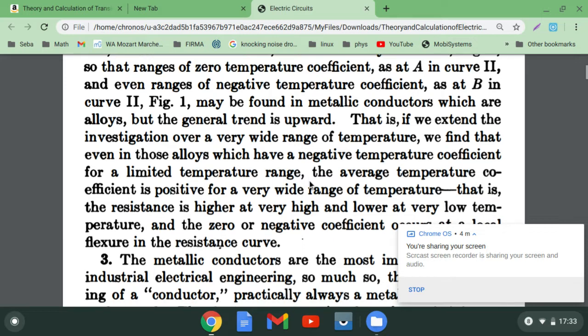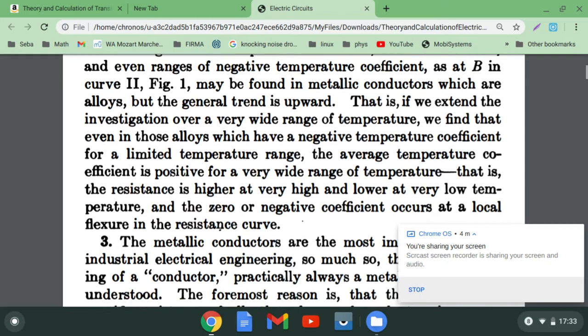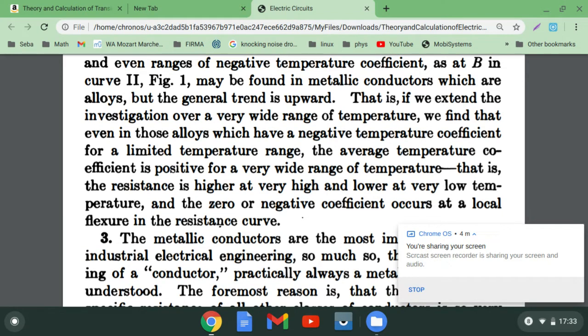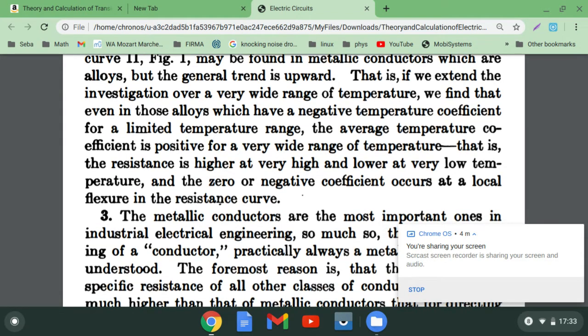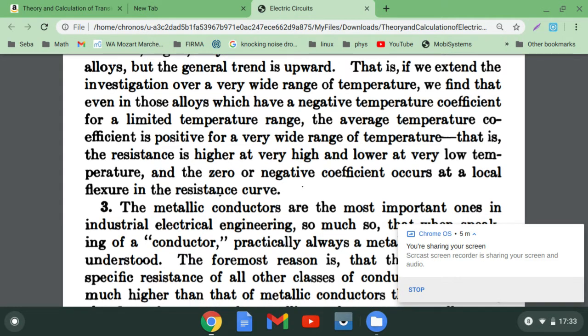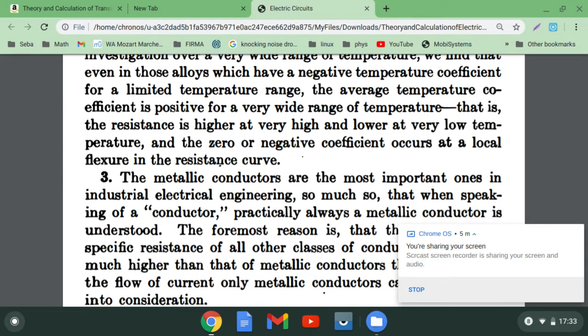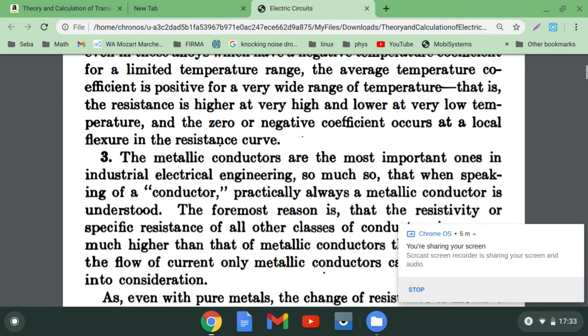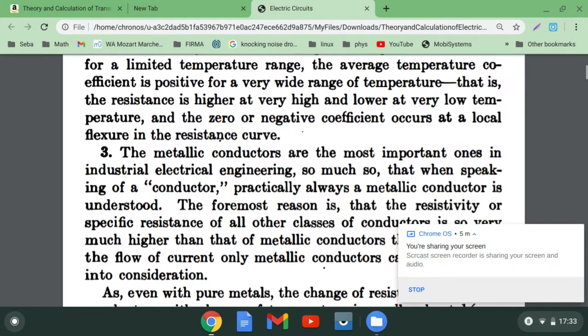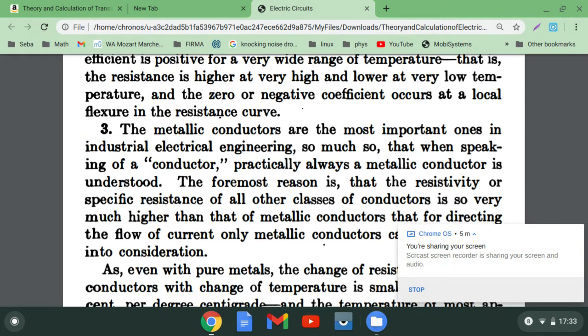That is, if we extend the investigation over a very wide range of temperature, we find that even in those alloys which have a negative temperature coefficient for a limited temperature range, the average temperature coefficient is positive for a very wide range of temperature. That is, the resistance is higher at very high and lower at very low temperatures, and the zero or negative coefficient occurs at the local flexure in the resistance curve.